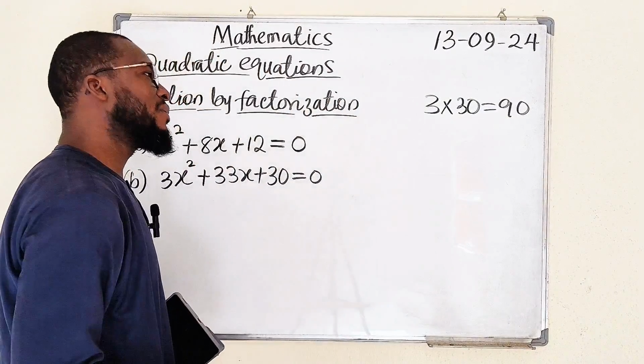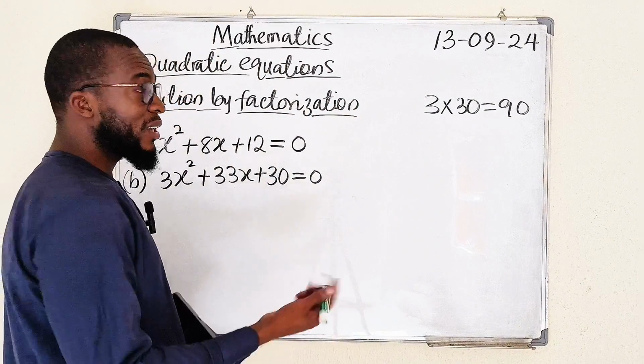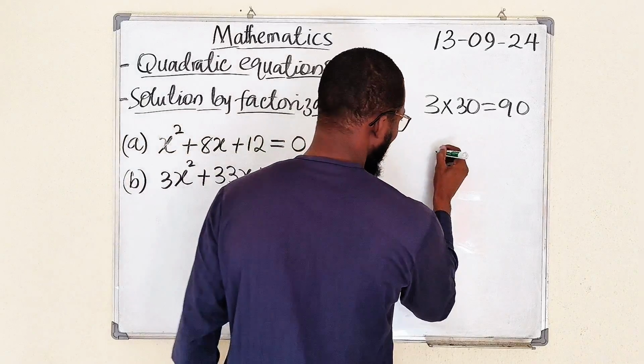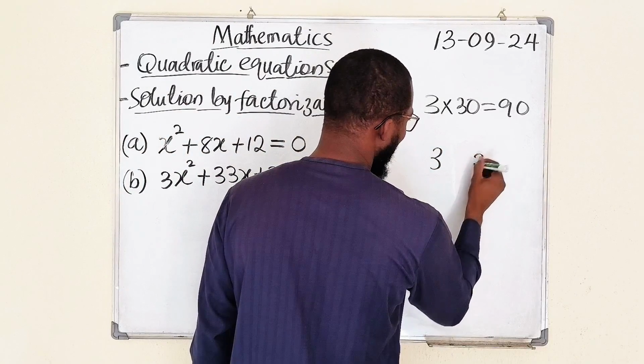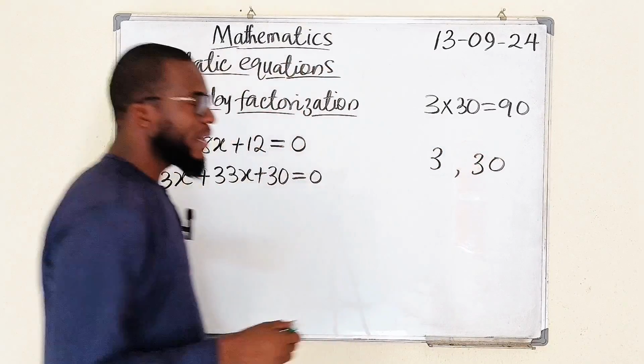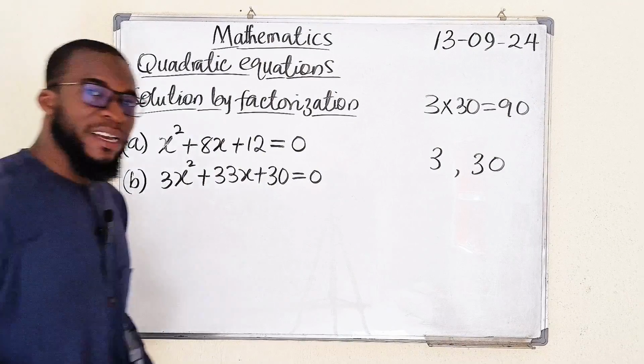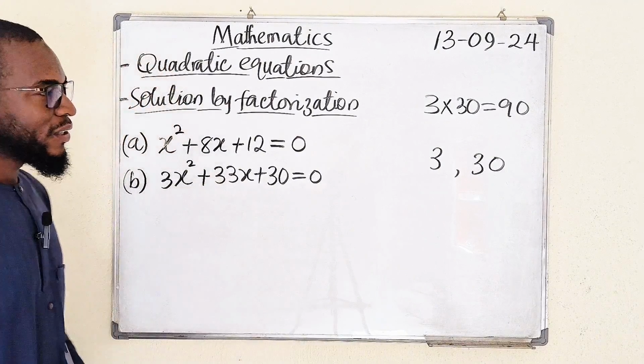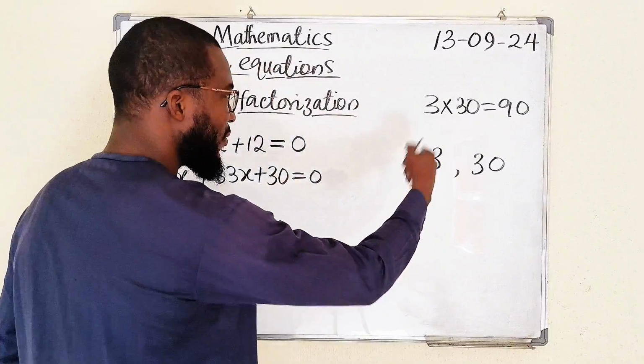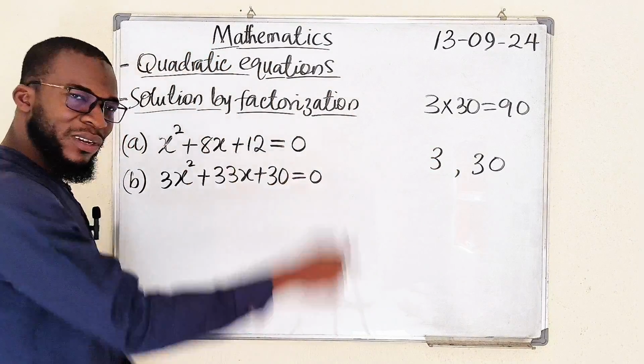Number two, you can list the numbers you can multiply together to get 90, but I'm going to skip that step. I know that there are 3 and 30. If you multiply 3 by 30, you must get 90. And if you add 3 and 30, you must get 33. You can list out the other factors, 1 times 90, you understand.